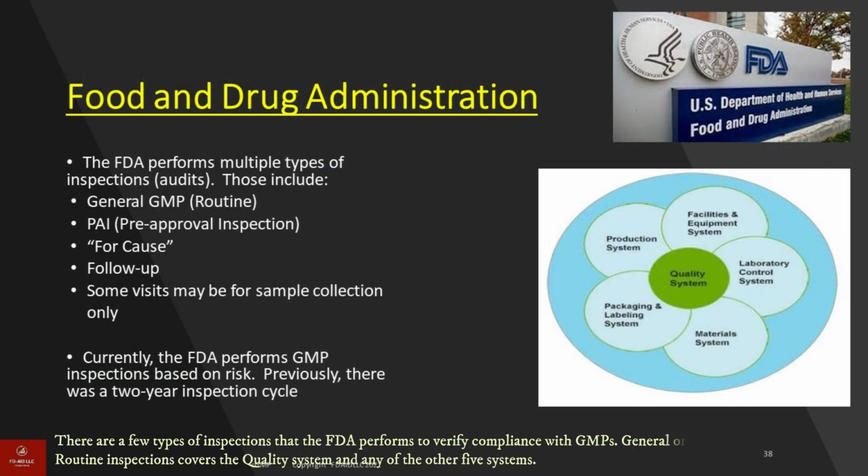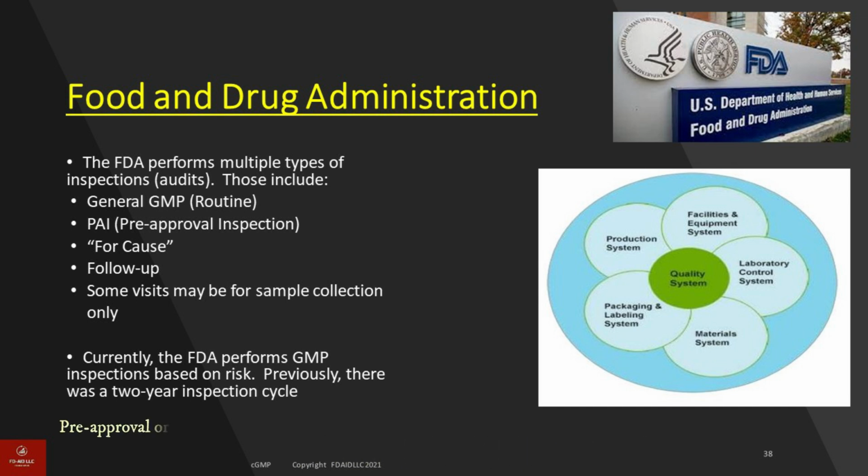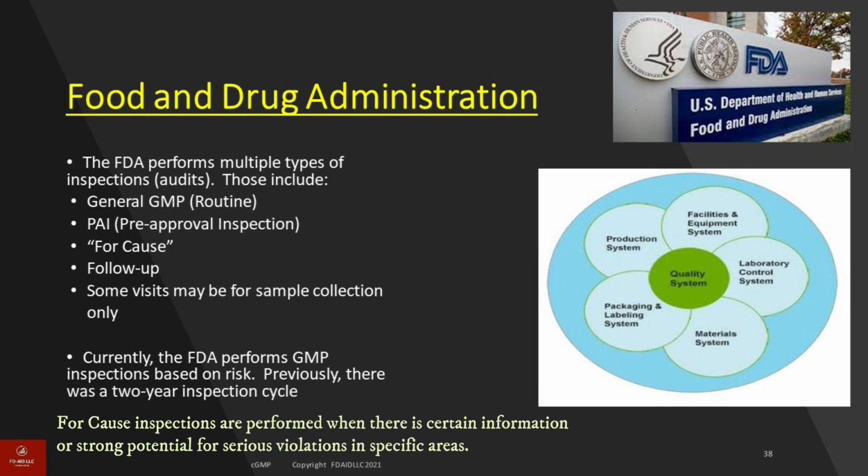There are a few types of inspections that the FDA performs to verify compliance with GMPs. General or routine inspections cover the quality system and any of the other 5 systems. Pre-approval or PAI inspections are performed prior to approval of a drug. For-cause inspections are performed when there is certain information or strong potential for serious violations in specific areas.